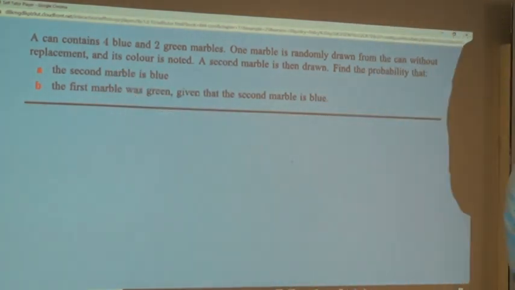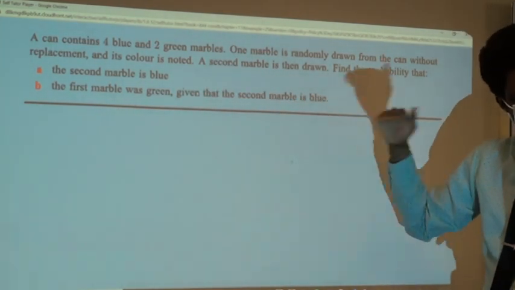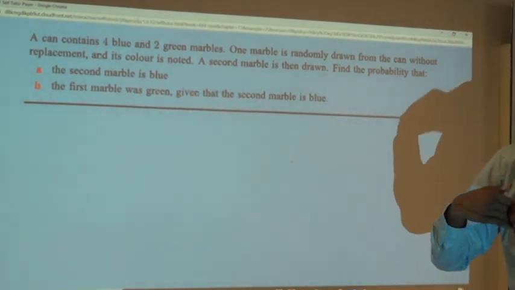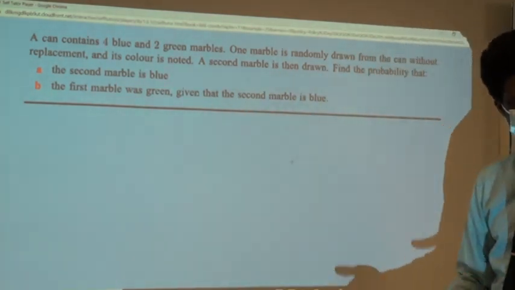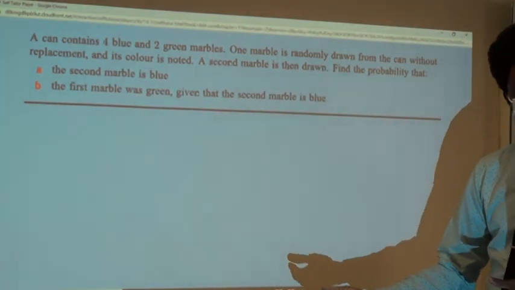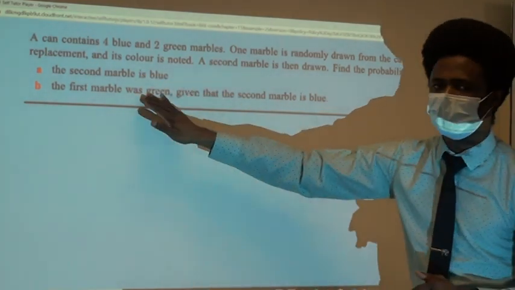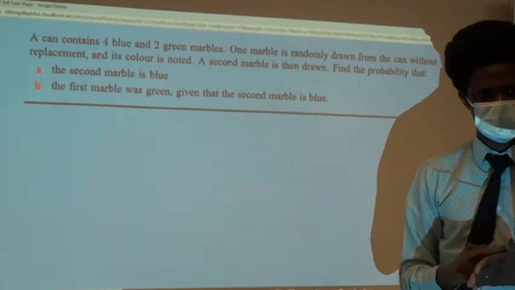So when you are labeling which event should be A and which should be B, this should be at the back of your mind. Am I making sense? If A is the event that the first is green, and B is the event that the second is blue, then this is just talking about the probability of B. Why is this talking about the probability of A, given that B had occurred? Am I making sense there?